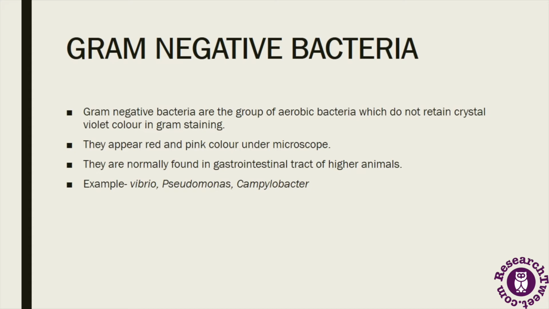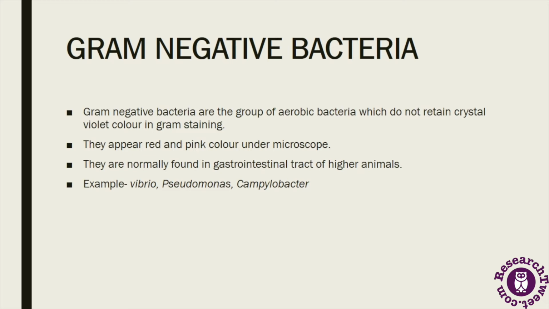So let's understand gram-negative bacteria and some of their characteristic features. They are the bacteria which are the opposite of gram-positive bacteria, mainly a group of aerobic bacteria which do not retain the crystal violet color in gram staining. Gram-negative bacteria lose the crystal violet dye after a wash with alcohol and take up only the pink or red color of the counterstain, which is safranin. That's why they appear red or pink under the microscope.